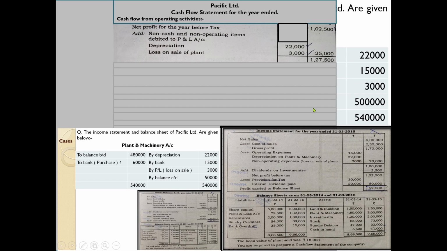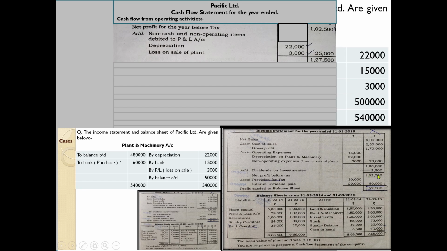See, they have added back only those two items. Why did they leave out the provision for tax and interim dividend paid? Usually these two are non-operating items. Why didn't they add them back? Because they have begun with 1,02,500. This 1,02,500 is an amount which is unaffected by provision for tax and interim dividend. If 52,500 was taken, you would have to add back these two amounts, and then you will get the same 1,02,500.